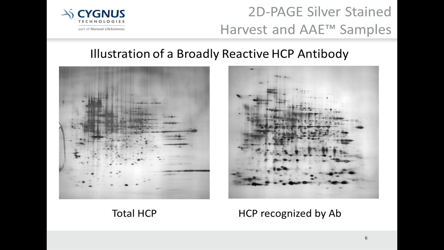Finally, if you focus on the low molecular weight proteins, you'll see that not only did the antibody react to all the HCPs visible in the starting material, we were also able to detect many more proteins in the eluate sample. This is important because many companies think that in order to make antibodies to low molecular weight host cell proteins, you must fractionate the proteins themselves. These images are evidence that using the proprietary methods employed by Cygnus, broadly reactive antibodies can be made to even the smallest and most non-immunogenic host cell proteins.